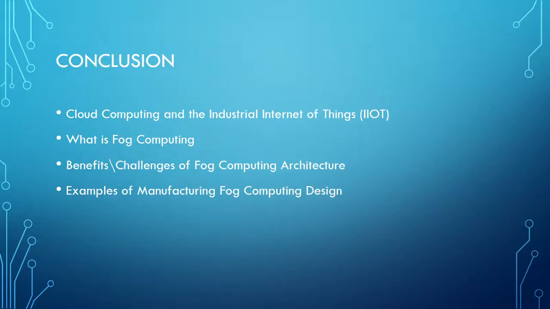So in conclusion, we discussed the following: the evolution of cloud computing in the industrial Internet of Things. What is fog computing, which is basically placing the computing intelligence network device closer to the data initiator, with some of the benefits being improved bandwidth utilization and decreased latency. Challenges to the design, such as physical location and the device, with possible security issues.